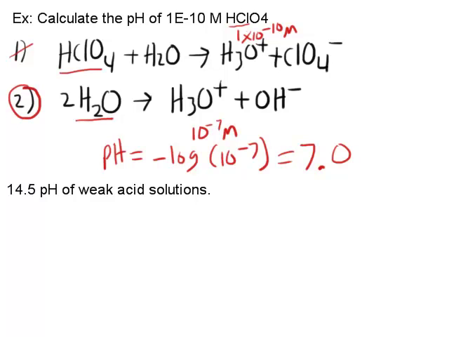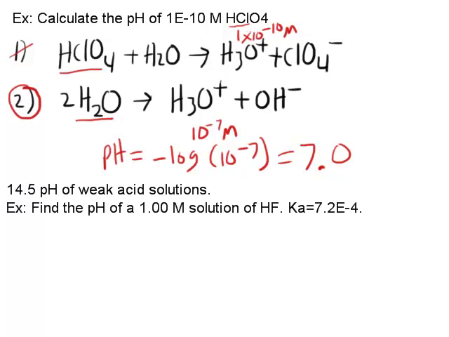Our next section is about the pH of weak acid solutions. These are trickier because they don't separate all the way. Each weak acid separates a different amount. So we will always have to do equilibrium on it with an ice table to find out how much it separates, and then once we know how much H3O plus forms, then we can find the pH.